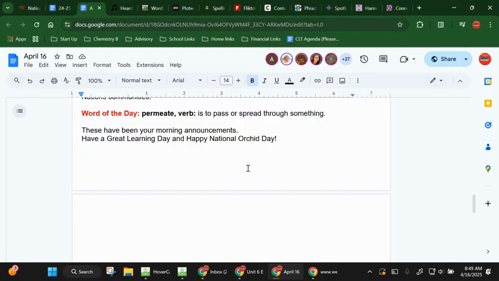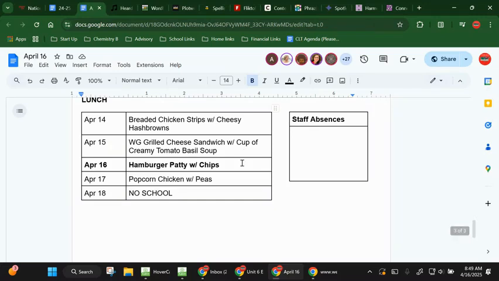Word of the day, who cares? Have a great learning day and a happy National Orchid Day. Your lunch today is hamburger patty with chips.